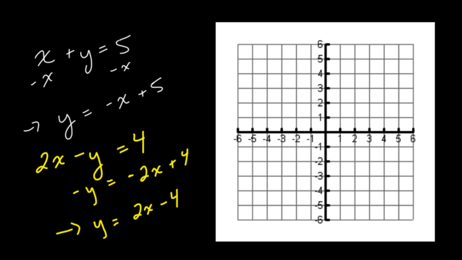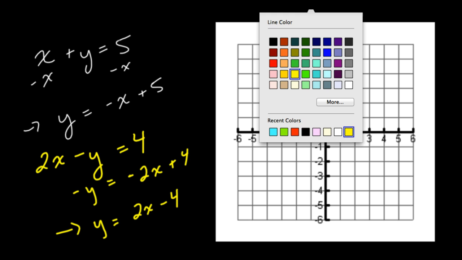So we've got two lines. We're going to graph them both. Now these two lines are really representing this: y equals -x plus 5, that's our first equation, and y equals 2x minus 4, that is our second equation.